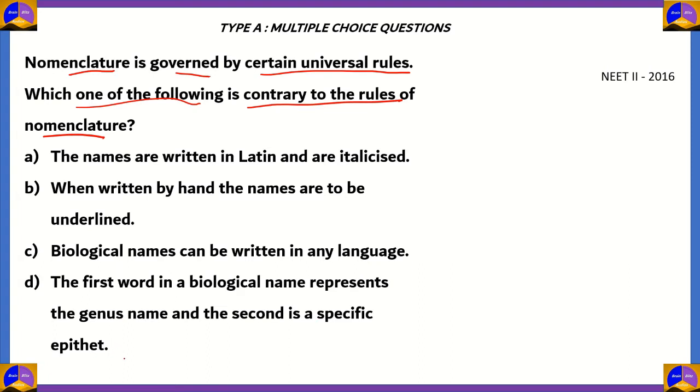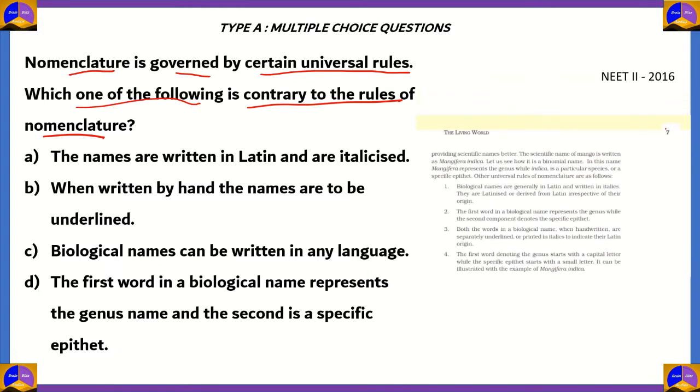So let's refer to the textbook. So in page 7, you can see that it deals with the rules of nomenclature, and here you can find the extract for nomenclature. Let's look at each of our options. Option A says the names are written in Latin and are italicized. This corresponds with statement 1 in the extract. So option A is incorrect because this statement happens to be true. We're looking for the false statement because here it says which one of the following is contrary. Contrary means opposed to, so basically we're looking for the false statement.